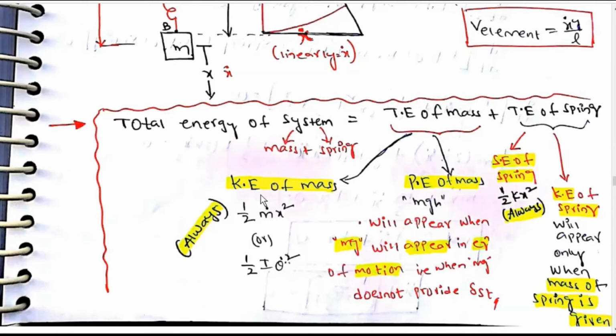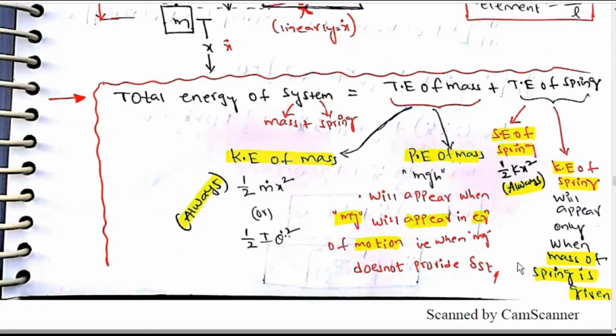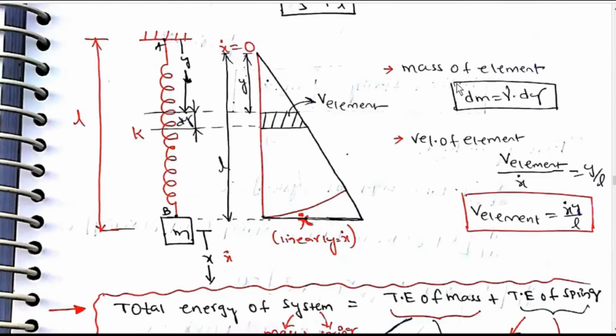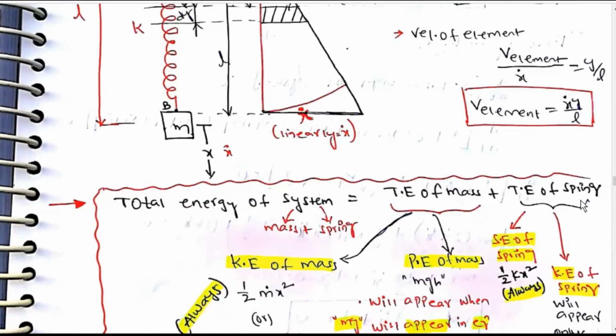KE of mass is half m x dot square, or half I theta dot square. Potential energy of mass is mgh, which will appear when mg appears in the equation of motion, that is, when mg does not provide delta st. Spring energy of system is half kx square. Kinetic energy of spring will appear only when mass of spring is given. When mass of spring is given, v element is equal to x dot y by L.